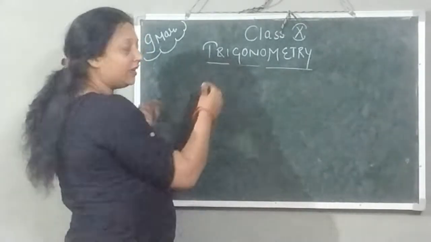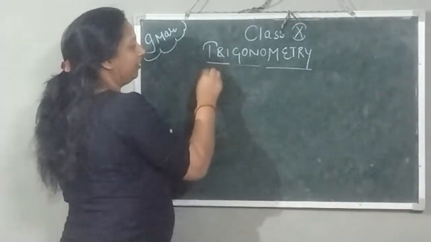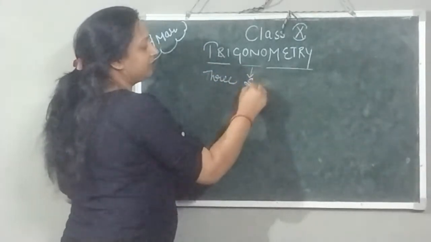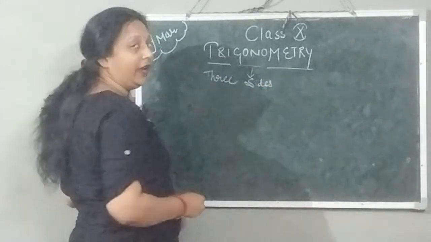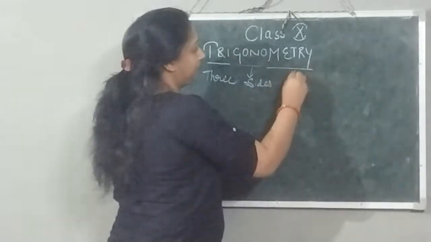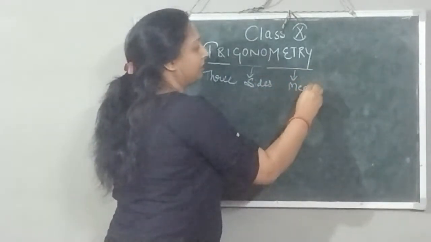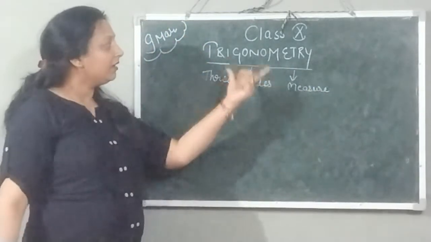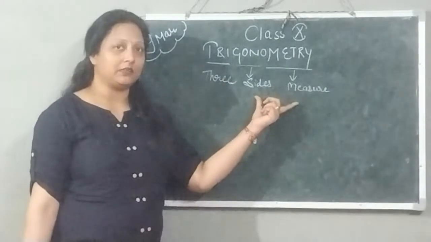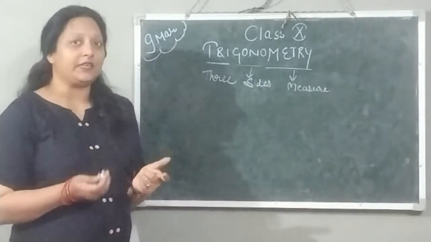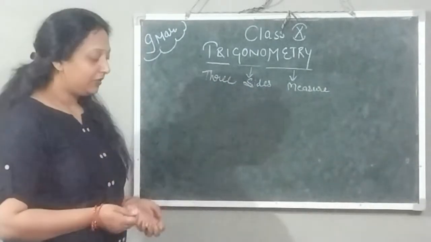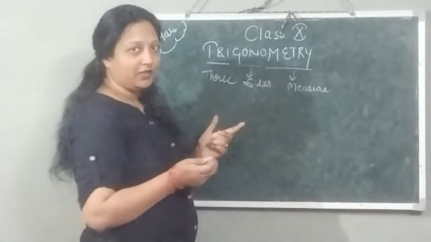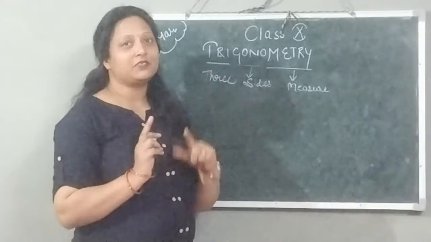Its meaning is tri means 3, con means sides, and metry means measure. So, as you can see, its meaning is 3 sides measure. Which figure has the 3 sides? Do you know? 3 sides. Closed figure which have 3 sides, that is triangle. So, trigonometry is related to triangle.